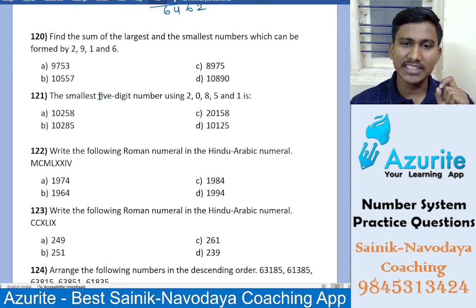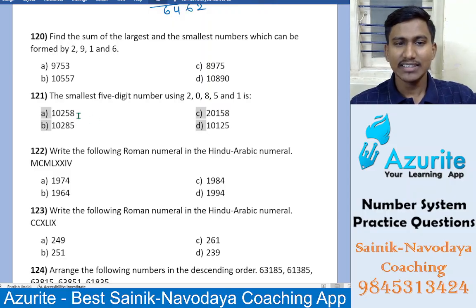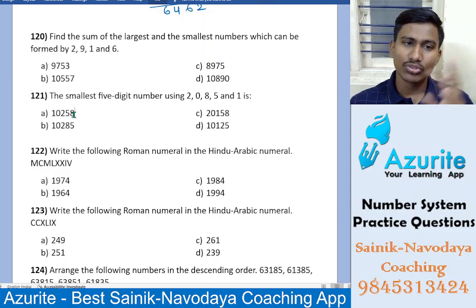After that, question 121. The smallest 5-digit number using these digits, that is also easy. For the smallest, we have to write what? Not 0 first, because a number cannot start with 0, so 1 is the next smallest after 0. So we have to write first 1 and then 0, isn't it? So the answer will be 10258. 10258 means option A will be the answer here. That is an easy question. Okay, so you do it as homework.